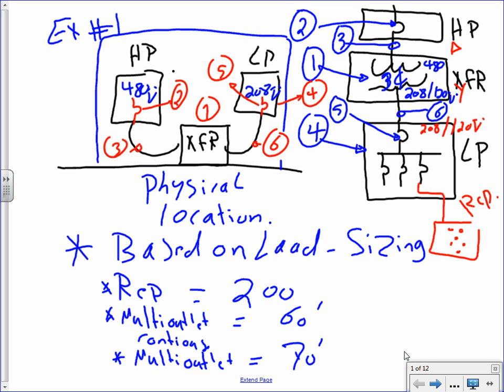This is a receptacle panel. We're not adding lights to it. Good point.